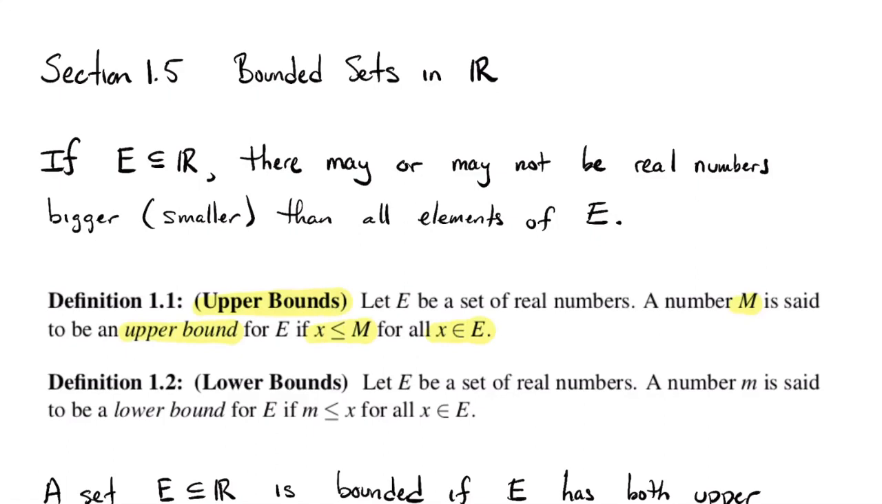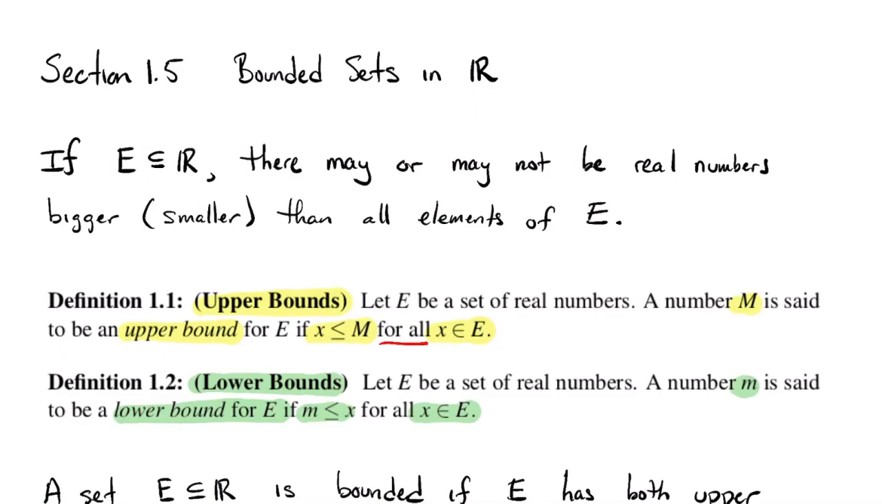All right, so notice that an upper bound is defined in terms of a universal quantifier. A number M is an upper bound if it does something for all x's in E, and in particular, if it's greater than or equal to it. Conversely, a lower bound is a number, the author's denoting it by lowercase m. So it's a lower bound for the set E if it's less than or equal to everything, again, that's for every x in E. So an upper bound is a number that's greater than or equal to everything in E. A lower bound is a number that's less than or equal to everything in E.